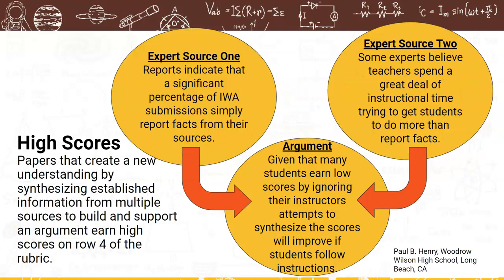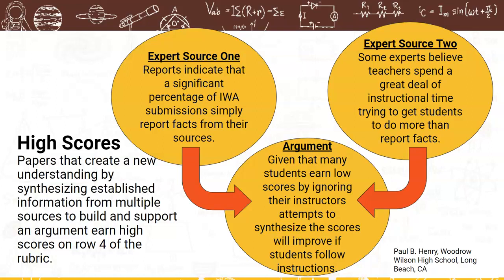But now let's see how I can take the same information and very easily, with one sentence, demonstrate synthesis. Once again, I have the exact same information from expert source 1 and expert source 2, but now I'm going to bring those ideas together, right? I'm still going to write them in my paper. I'm still going to have these same sentences, but now what I'm going to do is use them to develop an argument. And my argument would be, given that many students earn low scores by ignoring their instructor's attempts to synthesize, the scores will improve if students follow instructions.